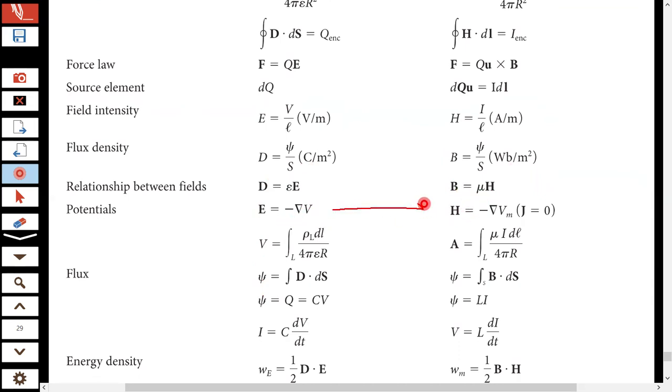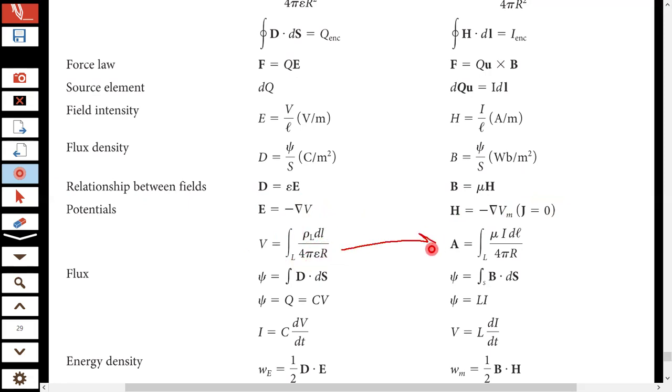And the similar or analogous relation in the magnetic field we can give in terms of scalar magnetic potential Vm, but this equation is true only if the current density is 0. And the potential V can be represented as Q by 4 pi epsilon r. For a line charge, we can write it as the line integral of rho L dl by 4 pi epsilon r.